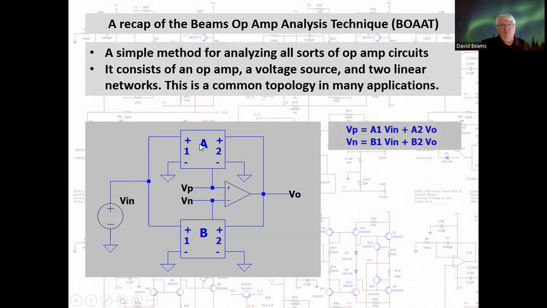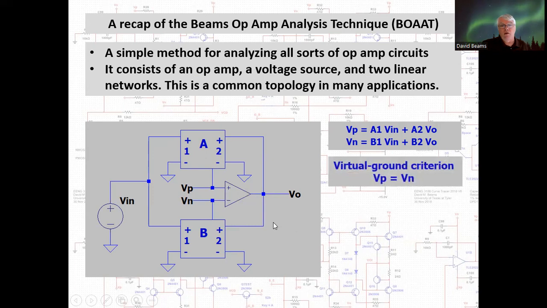Network A produces a voltage at the non-inverting input as a weighted combination of input voltage and output voltage. And network B produces a voltage, which I've labeled V sub n here, at the inverting input as a linear combination of the input voltage and the output voltage.